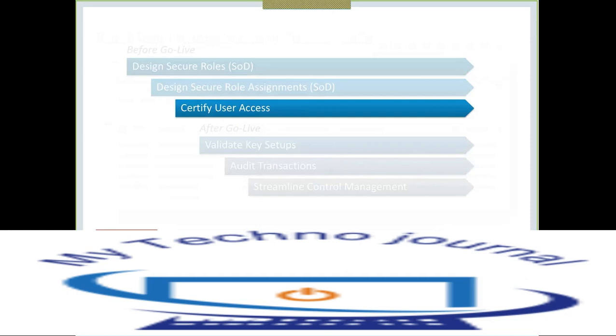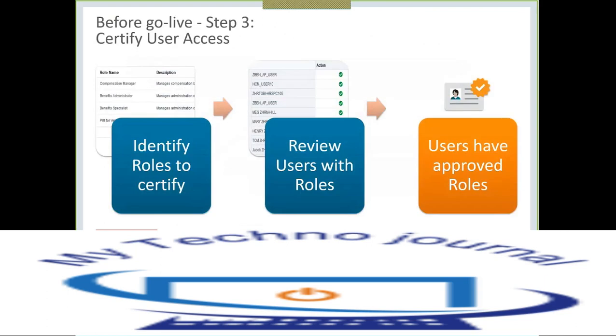And finally, the third step: after you have made your roles and role assignments secure, you take stock of that. The last step before going live is, okay, I think I'm ready to assign them to my users, but do my users have access to the right roles? So that's what happens in the certification of user access process, which is also part of advanced access controls. It's a three-step process again, certifying of user access.